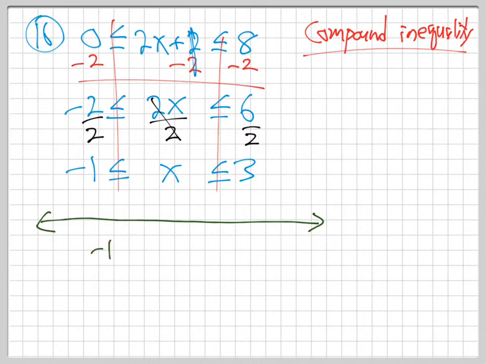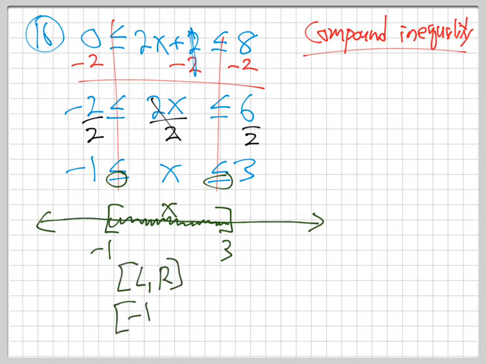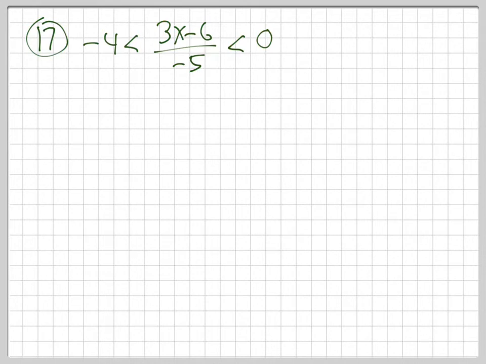Parentheses or brackets on this one? Yeah, we have bars on both these, don't we? So that means we're going to have brackets. So you just bring down the negative 1 and the 3, and the x is between them. So the shading is between them. The x is between them. There we go. And how do we write that as an interval notation? You know, left edge, comma, right edge. Well, it's pretty obvious. Negative 1, comma, 3. And we're done. So let's try number 17.